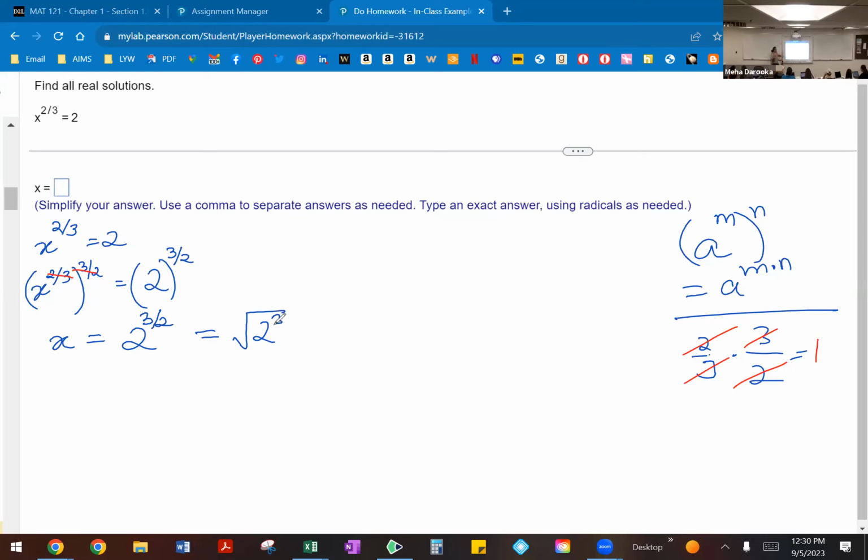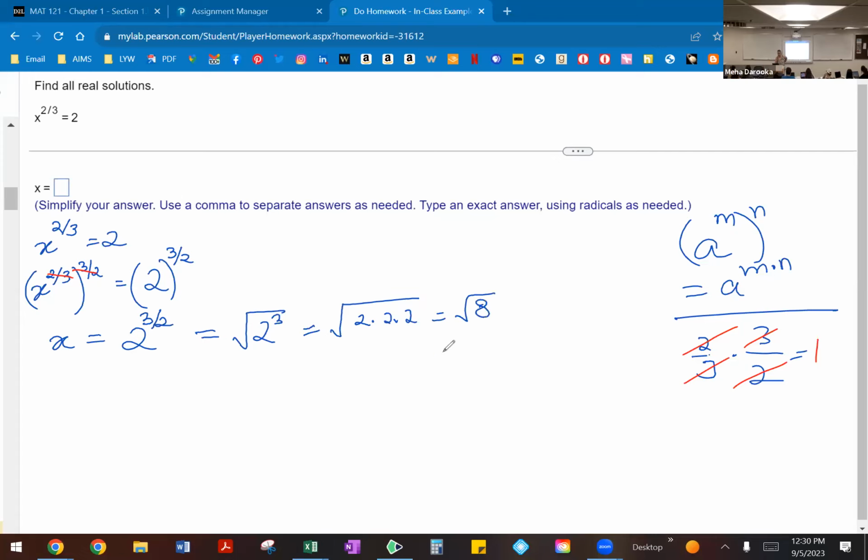Okay, so the number on the denominator tells you what radical you have. The 2 on the denominator tells me I have a square root, and then you're basically left with 2 to the 3rd power, and then you clean that. What is 2 to the 3rd power? Yeah, very nice.